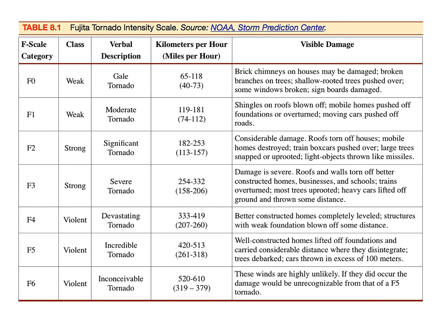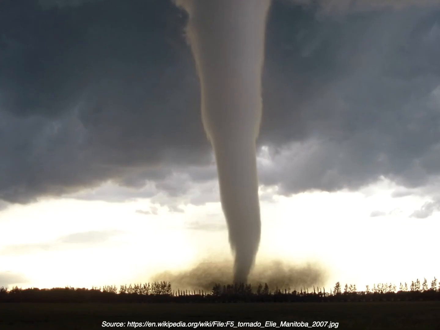So F0 is the most common, then F1, and the number of tornadoes in each category decreases exponentially as you go up the scale. If you go from F5 to F0, you're increasing exponentially the number of storms that fall in that category. So here are some images of tornadoes. What we're seeing here is the condensation of air and the storm carrying up particles of dirt and dust.